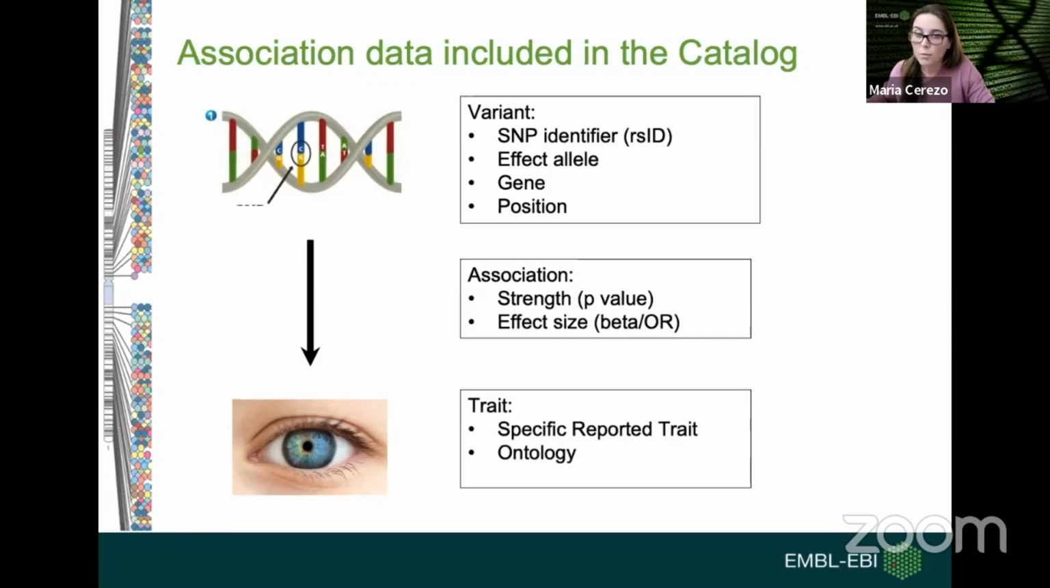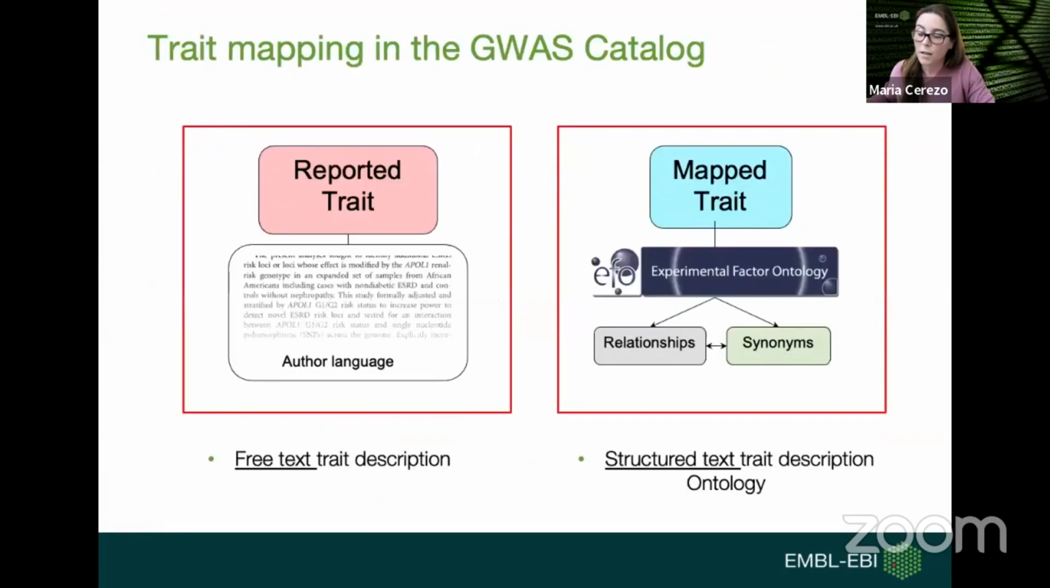Another thing that we extract is the trait. The trait is also extracted in two ways, the specific reported trait and the ontology. This is similar to what I explained for ancestry. So we have the reported trait, similar to the free text trait description, which reflects what the authors have published, whereas the structured text follows an ontology. In our case, most of our ontology follows the Experimental Factor Ontology.